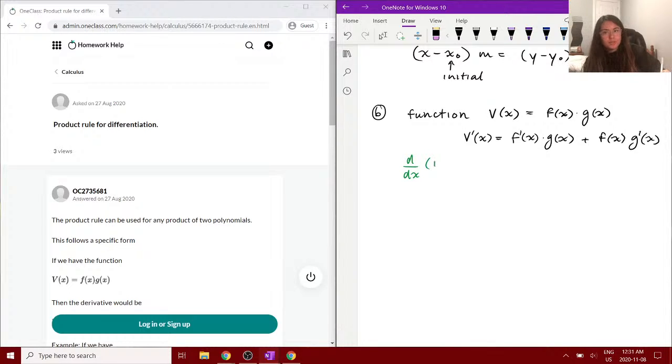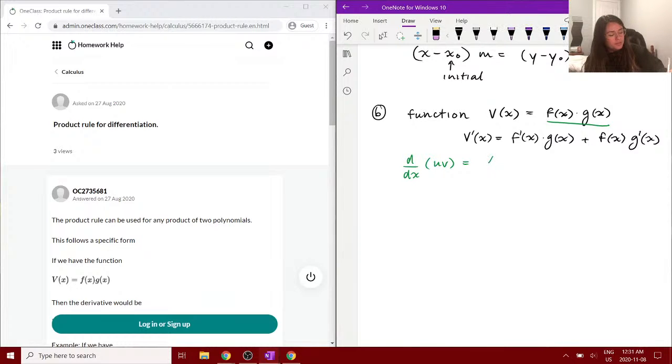Usually it's written as u times v. So if we want to take the derivative of two functions that are multiplying each other, just like we said up above here, in this case, instead of f of x and g of x, it's just u and v. You have u. How about I'll go in the same order that I did above.